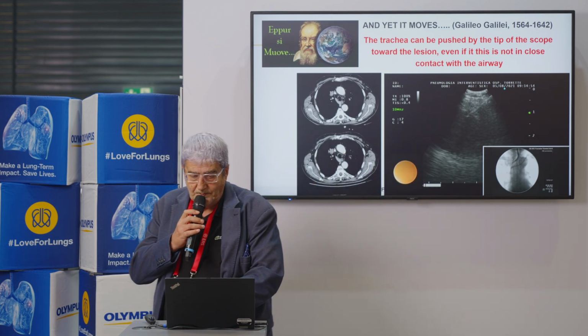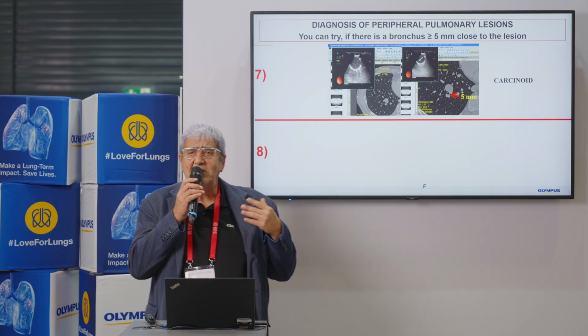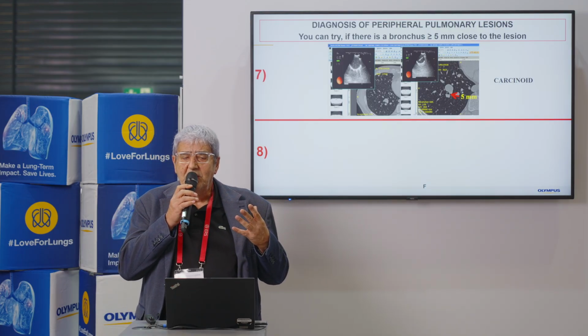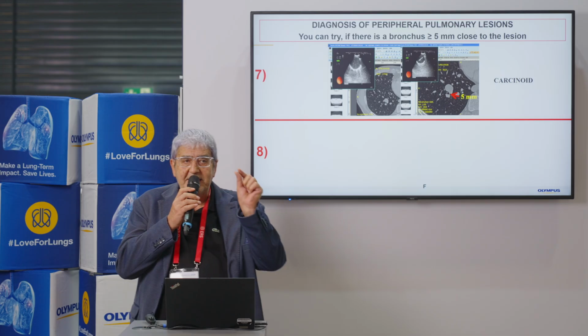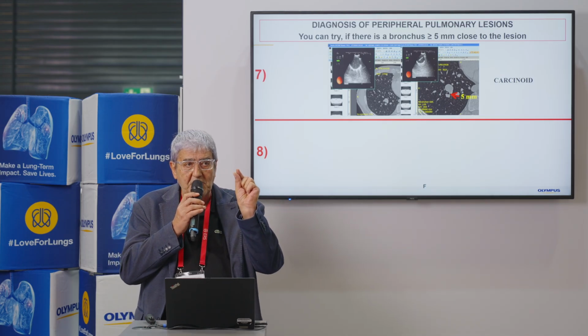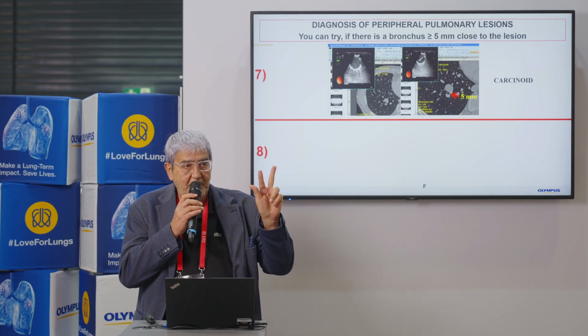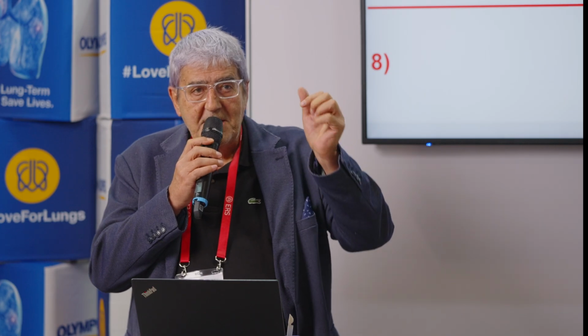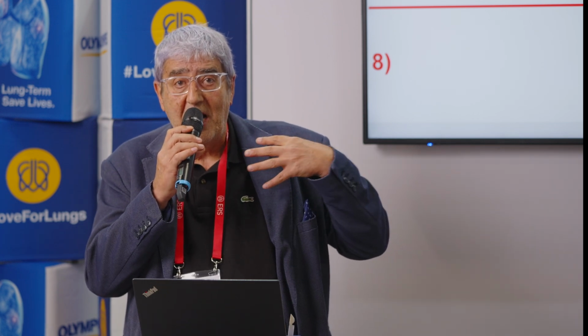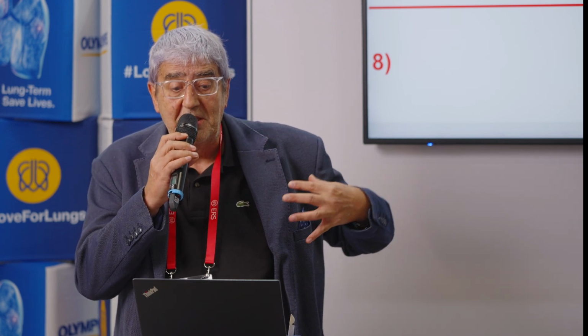Well, and for the peripheral lesion, don't forget that the tip of the echo-bronchoscope is 3 millimeters large. So you can wedge the tip of your echo-bronchoscope in the periphery of the lower lobe. Such an approach is not possible for the upper lobe because it's very difficult to push the echo-bronchoscope into the upper lobe. But it's very easy to push in the lower lobe.